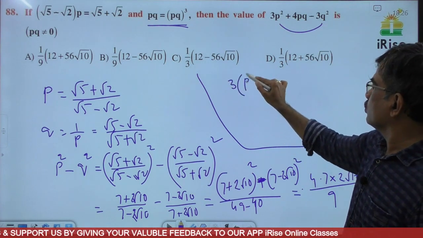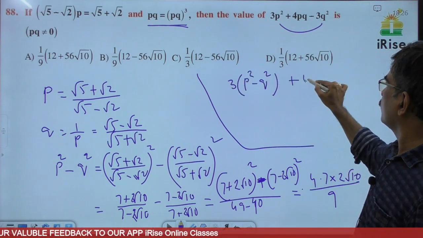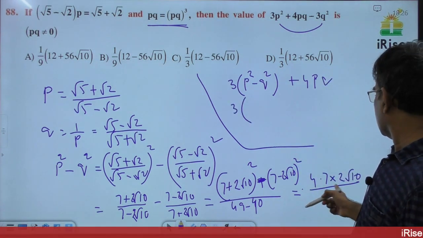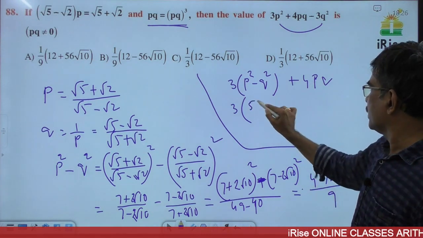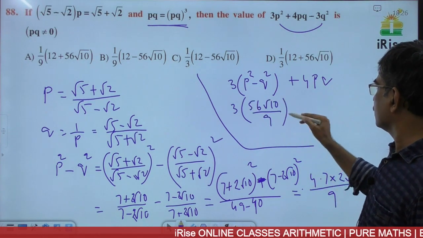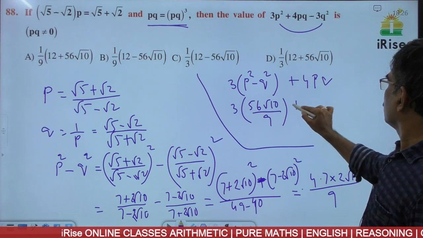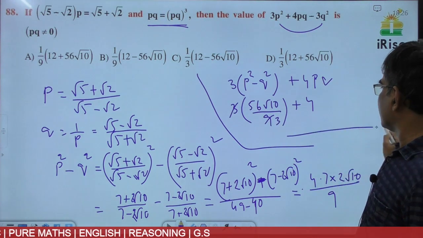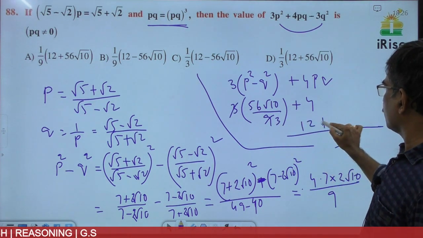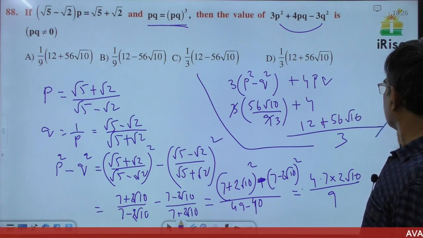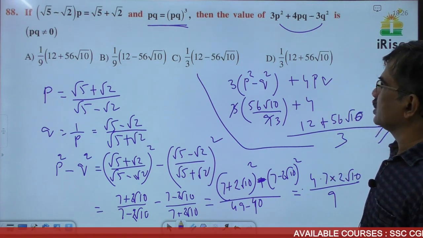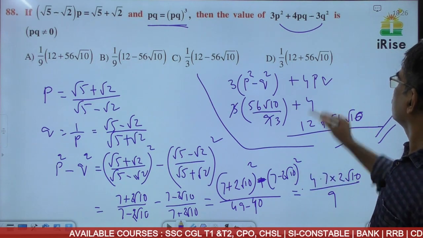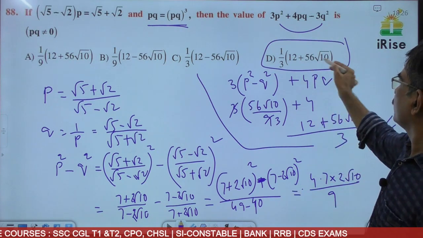So what is 3 into (p square minus q square) plus 4 into pq? This is the question. p square minus q square is nothing but 56 root 10 by 9, into 3, plus 4. Okay, the 3 and 9 cancel, LCM is 3, 3 into 4 is 12, plus 56 root 10. This is the answer for this question: 12 plus 56 root 10 by 3. The answer is this one.